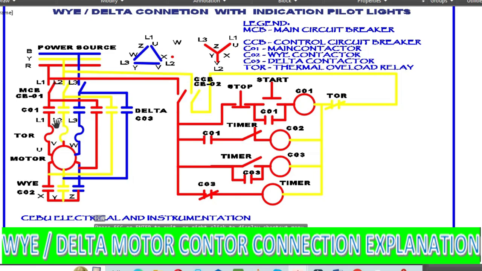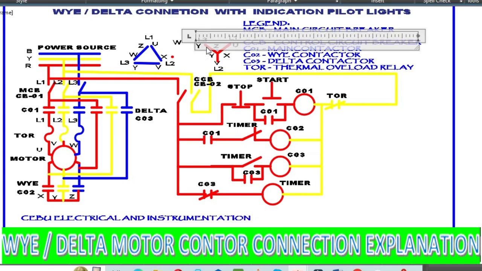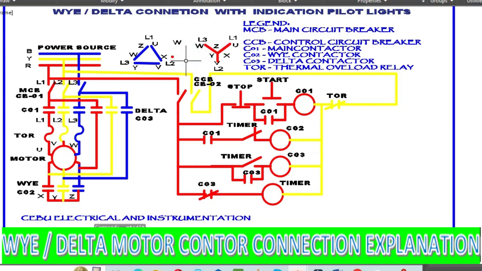So let us discuss the Y connection. This is the Y connection. This is line 1, line 2, and line 3. So we already have the connection of line 1, line 2, and line 3. This is U, V, W. We have here W. Okay, the 6 leads out of the induction motor.